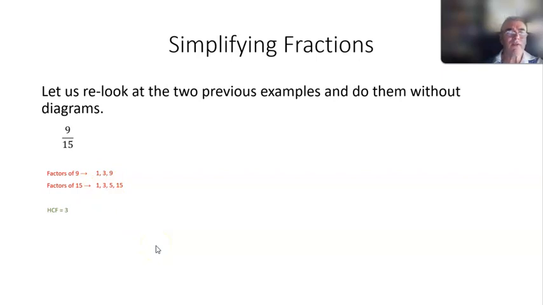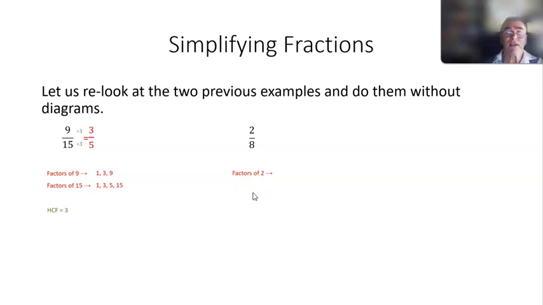So we need an equivalent fraction by dividing the numerator and denominator by 3. 9 divided by 3 is 3, and 15 divided by 3 is 5. So 9/15 simplifies to 3/5. Now this is of course without using a calculator. If you use a calculator, you just type in the fraction and press equals, and it will simplify it for you.